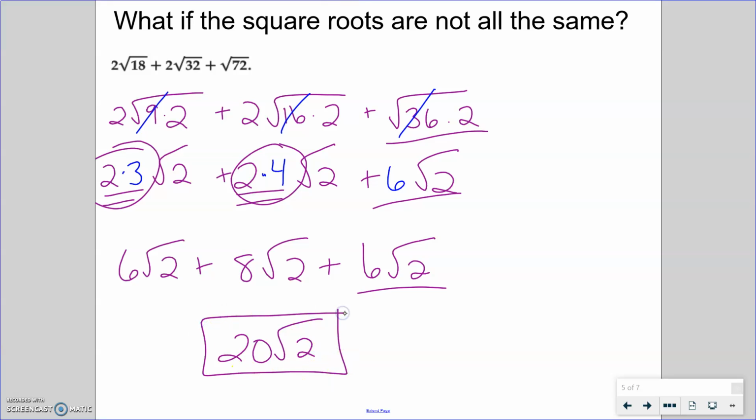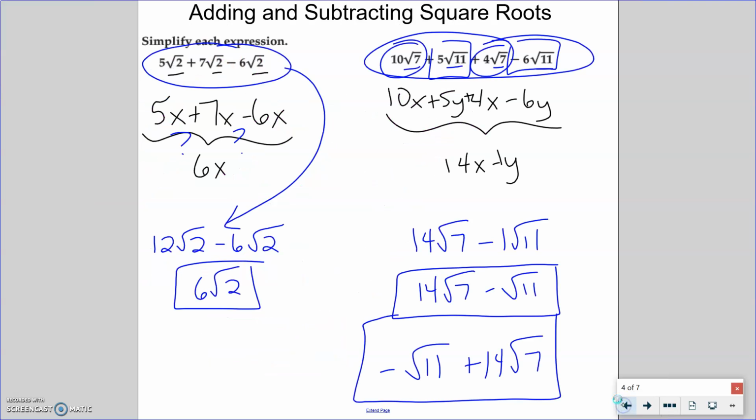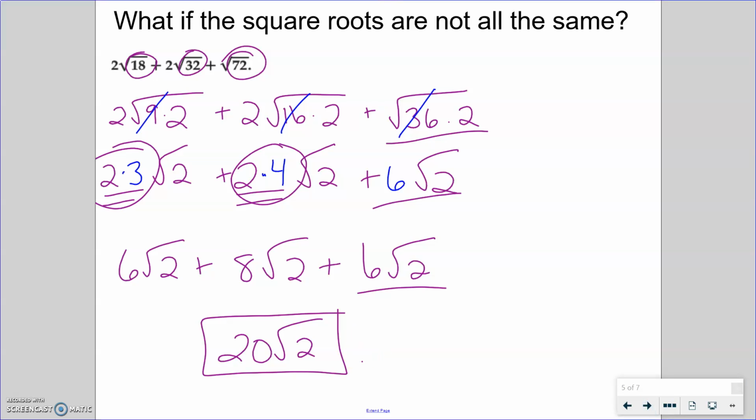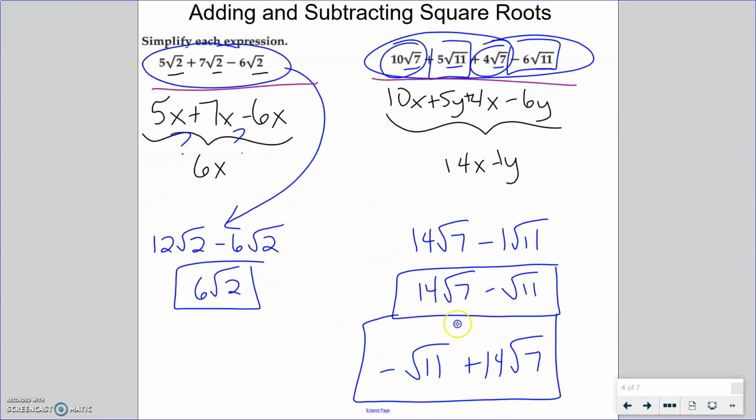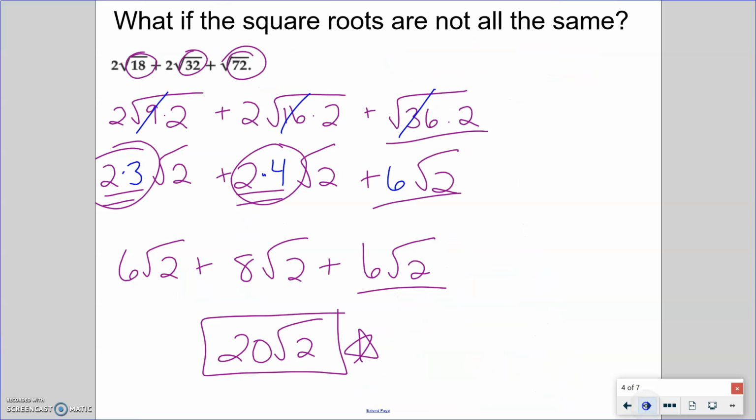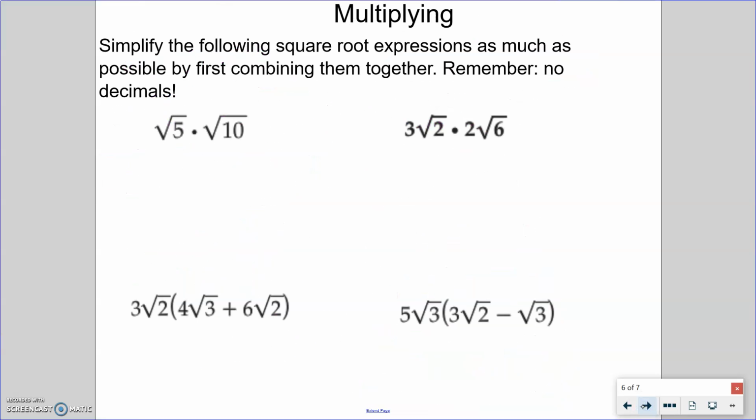So if you're adding or subtracting and they're not all the same, try to reduce them, and then once they're fully reduced, then if they're all the same like this guy was, you can combine them all, or maybe some of them are the same and you combine some of them. Please don't assume that they're all going to combine into one answer, okay? You might get an answer that looks like this guy where some of them combined and some of them don't, okay? All right, what about multiplying?